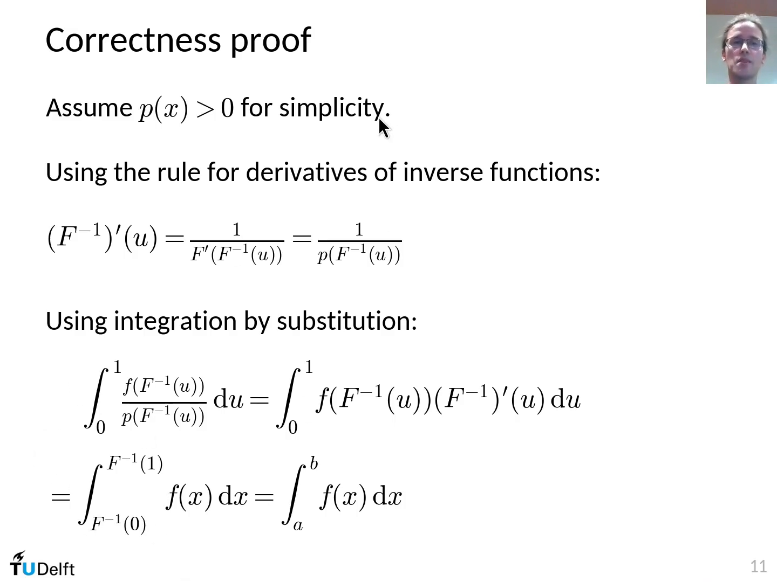Since our density is positive everywhere, this is simply the interval from a to b. And with that, we have the integral that we wanted to compute. So what we are actually computing with our Monte Carlo estimate is the integral that we wanted to compute, and that means our importance sampling is correct.